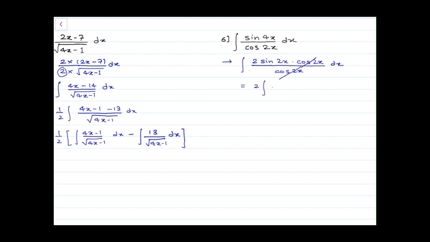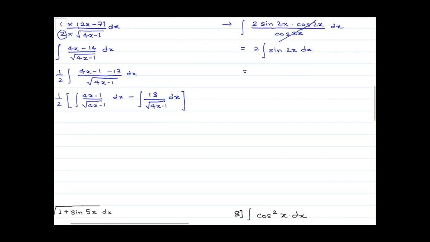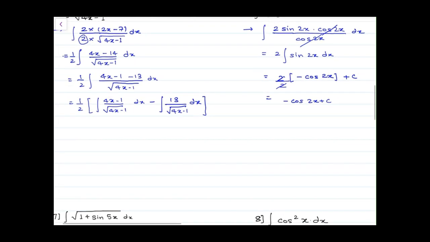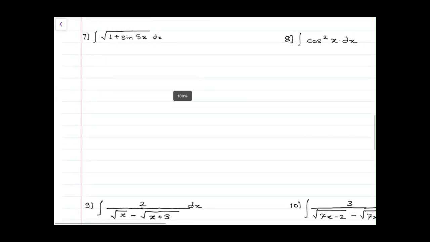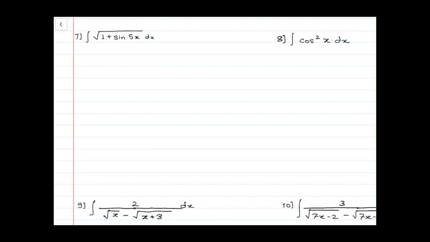We will remain with 2 times the integration of sine 2x. We know the integration of sine x, it's minus cos x, so it will be minus cos 2x plus c, and we need to divide the term by the coefficient of x, that is 2, right? So we will remain with minus cos 2x plus c. So let's move to the next question.